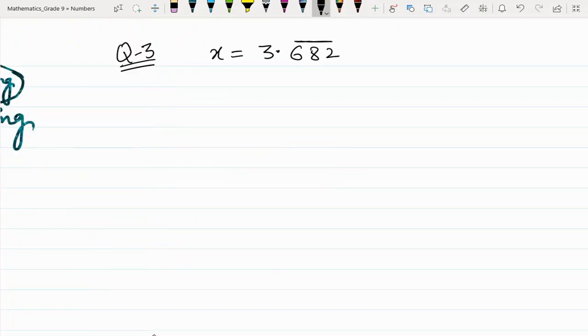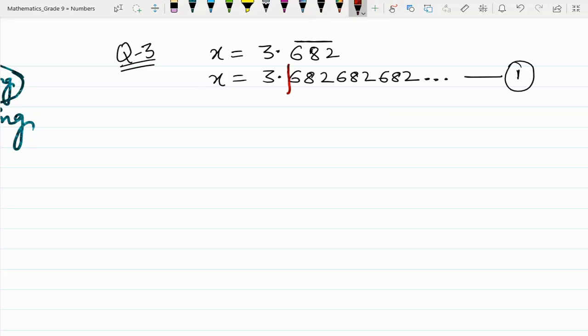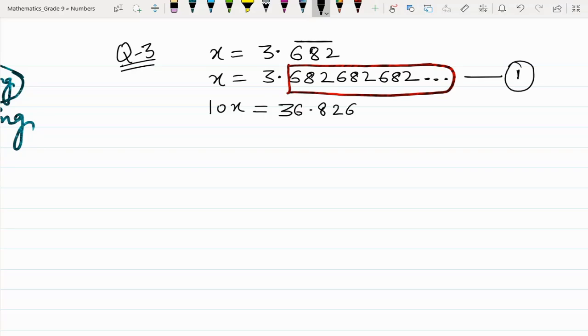Now let's see one more example where we have the bar on 3 digits. x equals 3.682 bar. So my x equals 3.682682 and so on. Put it as equation number 1 and just look at your recurring part after the decimal. If I multiply this equation with 10, what is going to happen? My decimal will shift just one place to the right and I'm going to get 36.82682. Now is your decimal part matching with equation number 1? It's not matching.